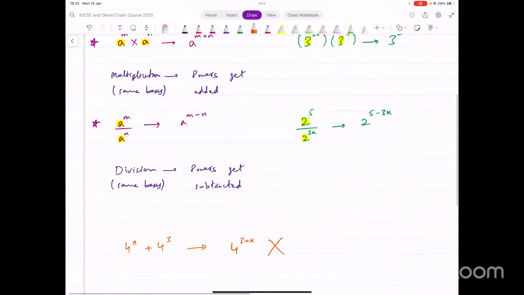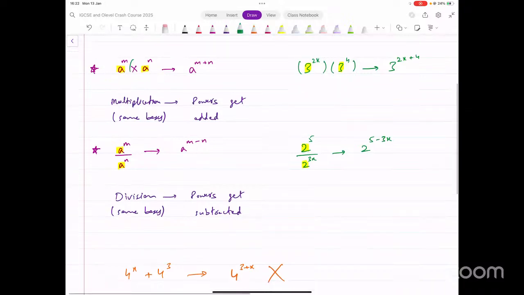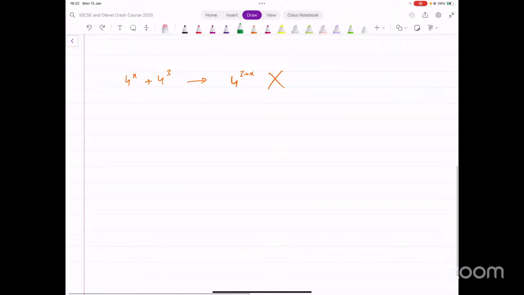These rules that we got for indices, they only work when you have multiplication or division. They do not work when you have addition or subtraction. So you cannot do anything with this. You cannot simplify this. So in general, if you have a raised to power m plus a raised to power n, that does not give you anything.